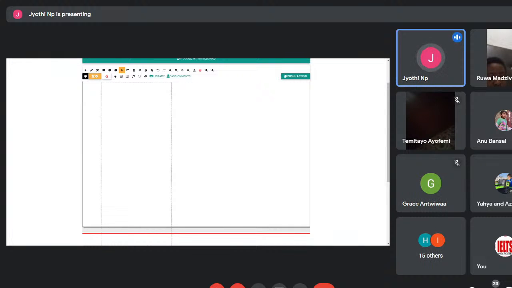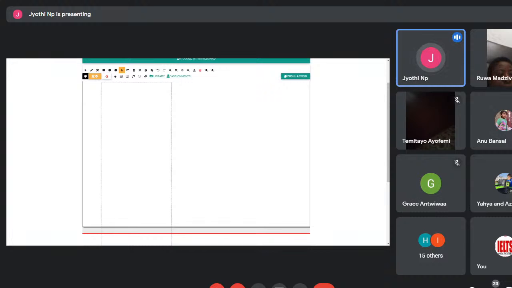So these are a couple of situations when we can use the present simple tense. Whenever we use it with a singular subject, we change the verb form by adding S or ES. So now this is about the present simple tense. Any questions, guys?